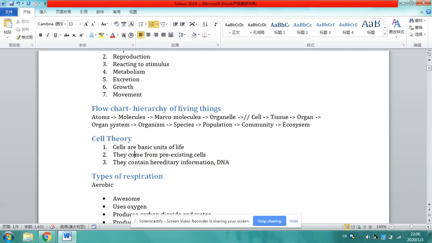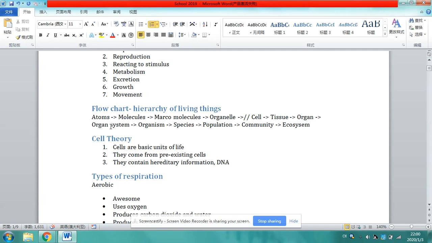And cells go on to make tissues, and tissues go on to make organs. Hold on, no. Tissue, organ. Yeah, sounds right. Sounds right, because when you have a heart, you would have heart tissue, right? Organs make up organ systems, and organ systems together make up an organism. That is basically a living thing that you see every day.